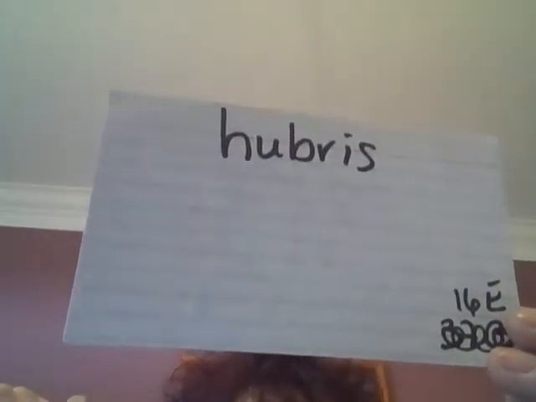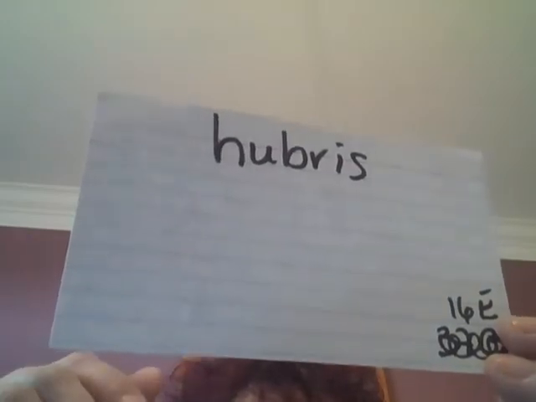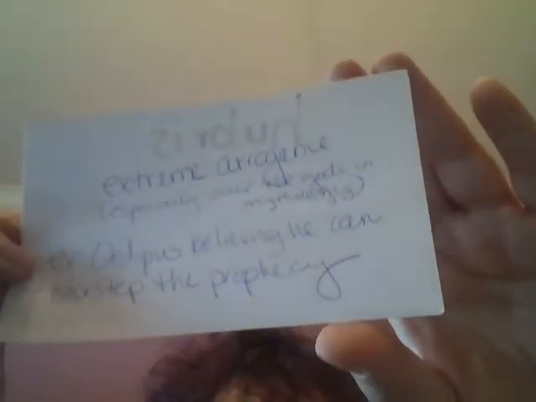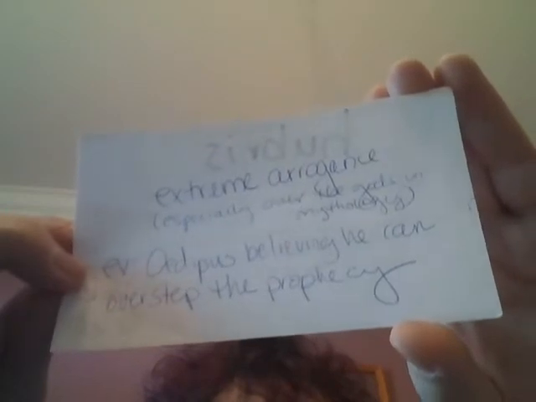Hubris. This goes back to ancient Greek literature. And it's extreme arrogance. And so it was especially noted over the gods in mythology, like where a mortal thought they were more important than one of the Greek or even the Roman gods. So an example would be in the Oedipus trilogy, that Oedipus believing that he could overstep the prophecy.